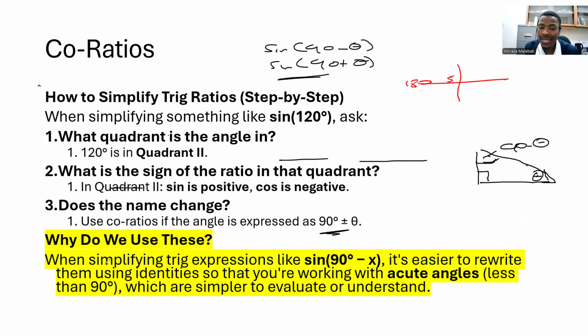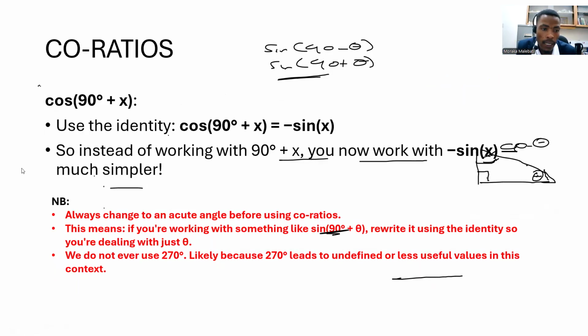So why do we use this? When simplifying expressions like sine of 90 minus theta, it's easier to rewrite them using identities so that you're working with acute angles, that is to say angles that are less than 90, which are simple to evaluate and understand. We know they are part of the special angles, and the special angles are simple.